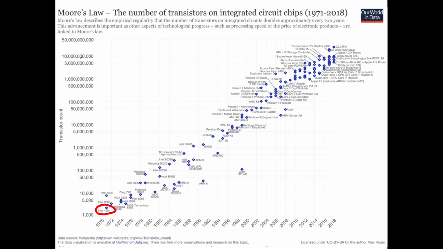This is a logarithmic scale. So as you can see, we started with the first microprocessor with a few thousand transistors, and now we have microprocessors that have more than 10,000 million transistors. This is still evolving.